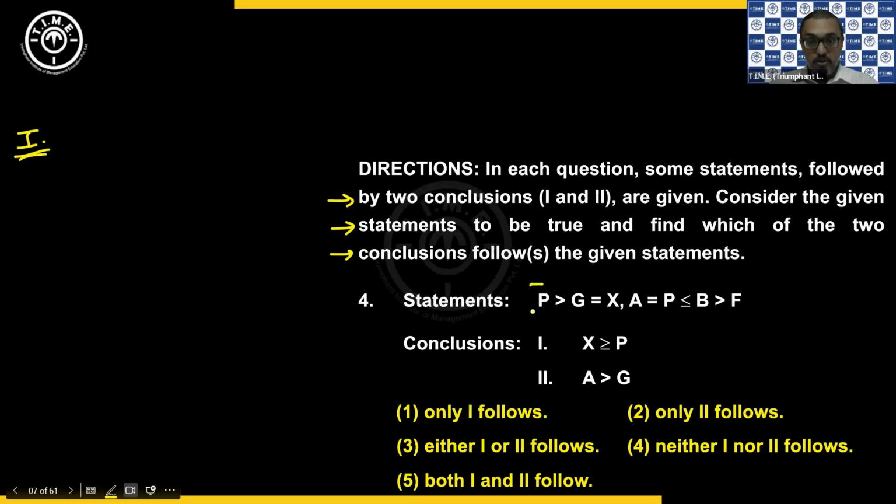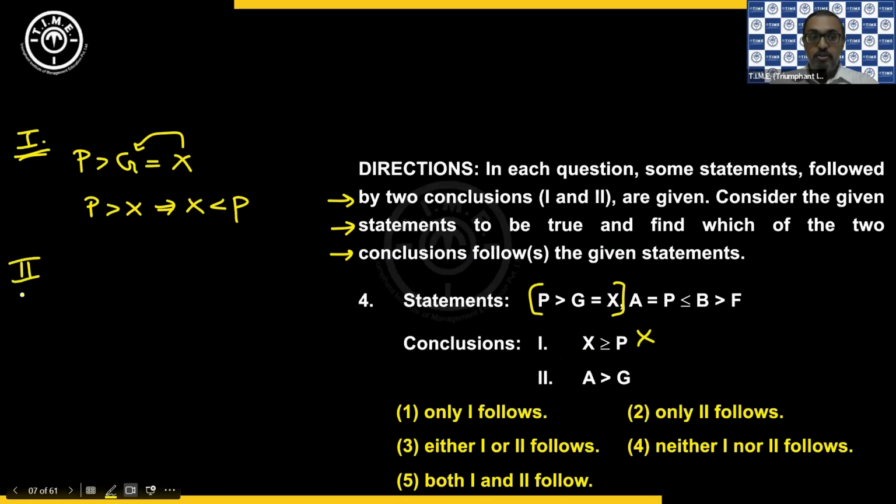But here, as you can already check, you have a relation from P to X. So find a relation from P to X and finally you can reverse it. So I have P greater than G equals X. We know equal to is nothing but replacing G with X. So once I do that, I'll get P greater than X. So when I reverse this, I'll get X less than P. And it is definitely not a match. So 1 does not follow.